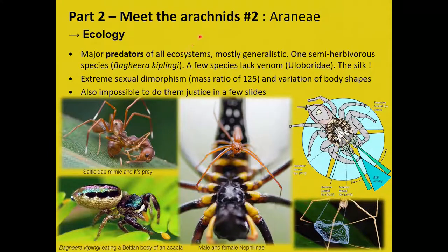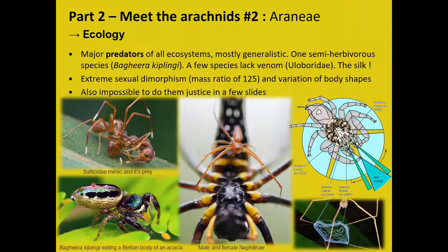For their ecology, all spiders except one are predaceous, except Bagheera kiplingi, which made the news some time ago, because it is able to eat what are called Beltian bodies of an acacia, a protein-rich leaf-like appendage on the leaf of the acacia.